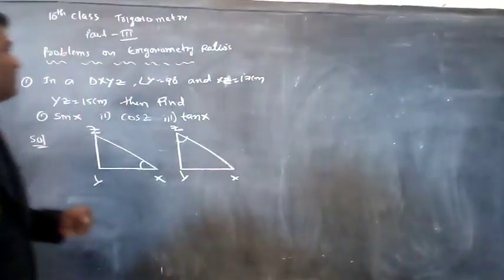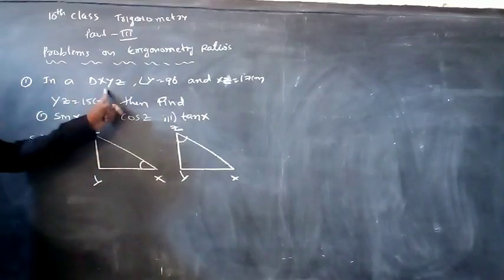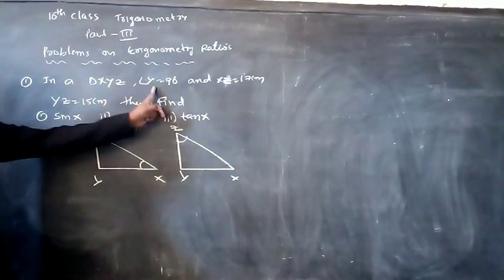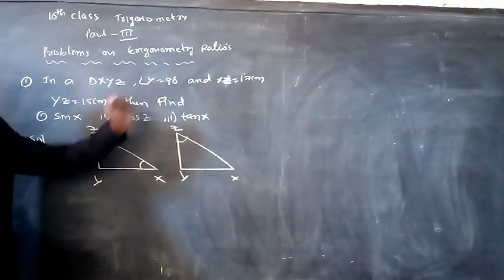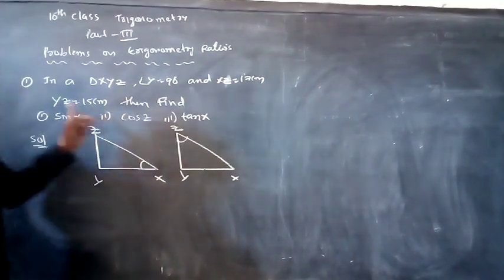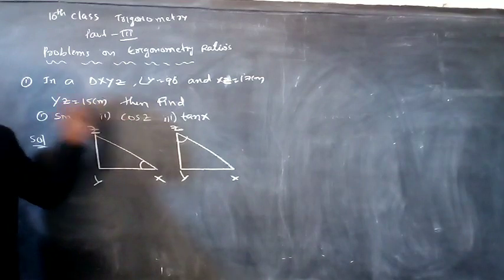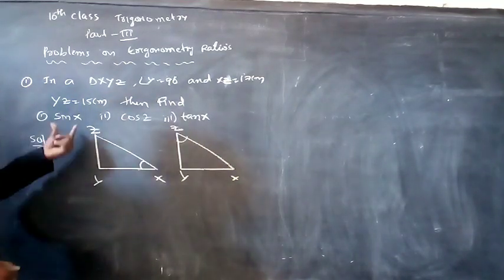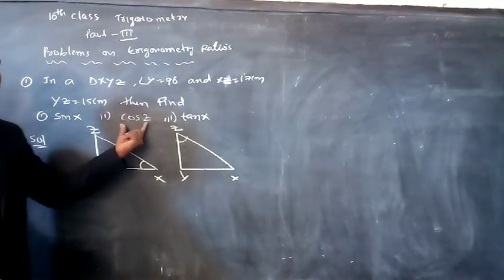Here is the question. In triangle XYZ, angle Y is equal to 90 degrees and XZ is equal to 17 centimeters, YZ is equal to 15 centimeters. Then find sin x, cos z and tan x.